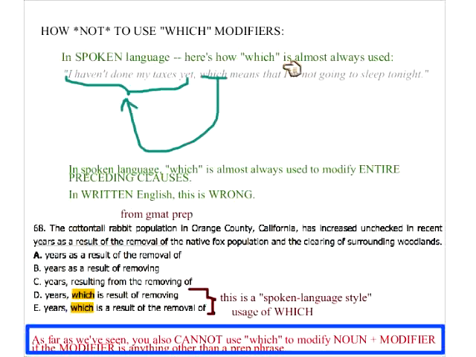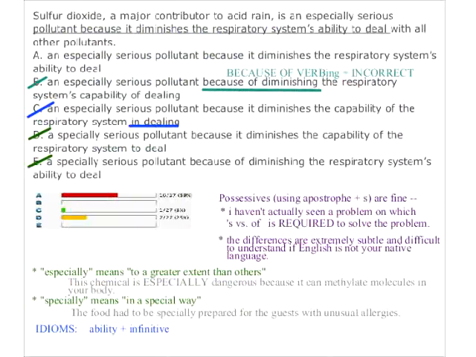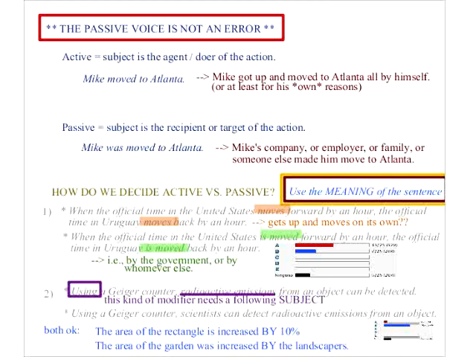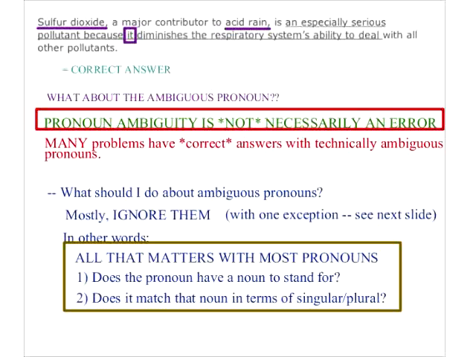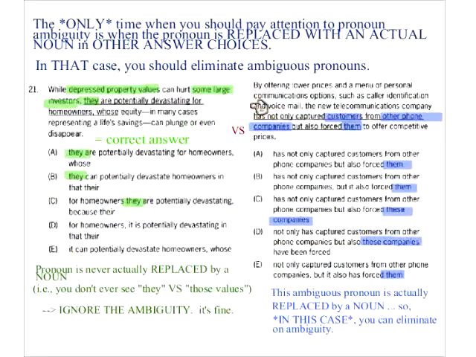Don't do that. Also, with ambiguity, there's all this noise about the passive voice. Remember that it's a meaning issue. It's not generally based on anything to do with grammar. It's a meaning issue, so watch out for that. Finally, pronoun ambiguity is not necessarily an error. If you see a split between an ambiguous pronoun and a noun replacement, then eliminate. It's the only time you want to. Otherwise, just take the ambiguous pronoun and smile at it and ignore it.